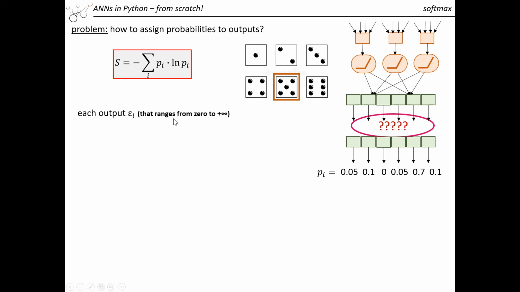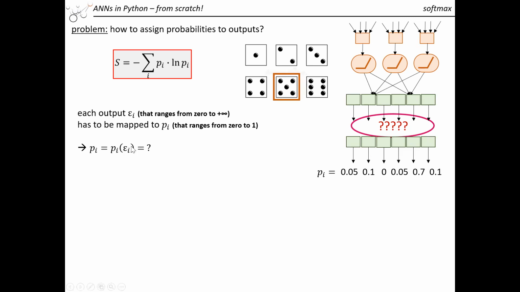So let's denote the output as epsilon I, and after it passed the ReLU layer, it constitutes values that go from 0 to infinity. And if we want to turn this into probabilities, the output has to range from 0 to 1. So there can't be a probability that's greater than 1 or less than 0. It doesn't make sense. And the question is now, what is an equation for this?